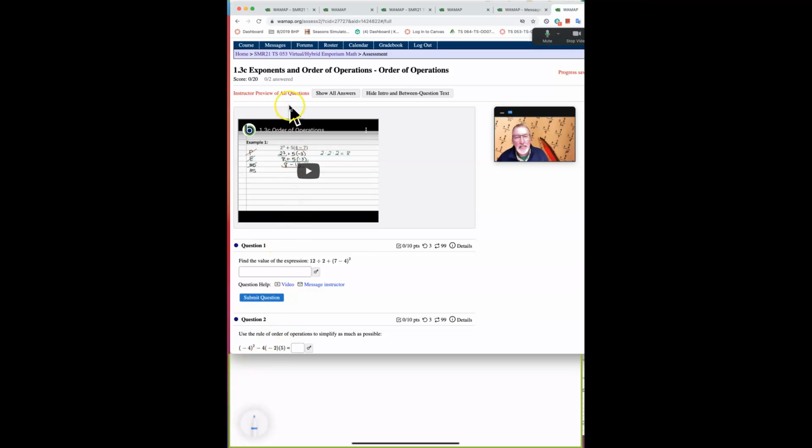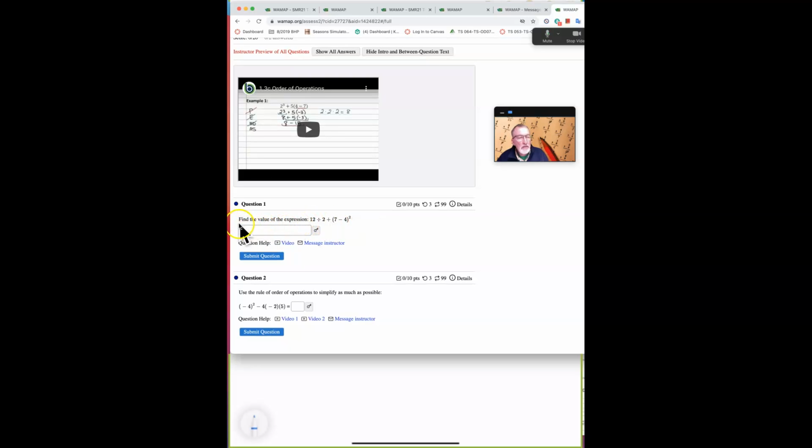Hello everybody, we're going to take a look at Unit 1.3c in WAMAP today, and this is Order of Operations. Question 1: find the value of the expression 12 divided by 2 plus the difference between 7 and 4 squared. The second problem is negative 4 squared minus 4 times negative 2 times 5. So let's see how to work those out following the order of PEMDAS, the order of operations.